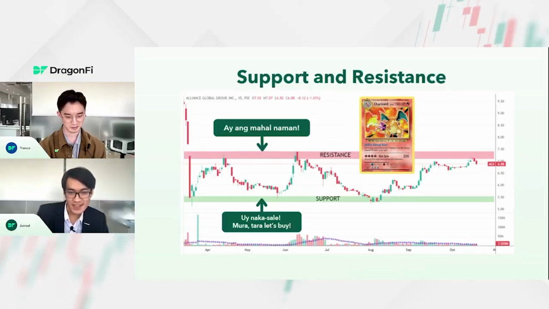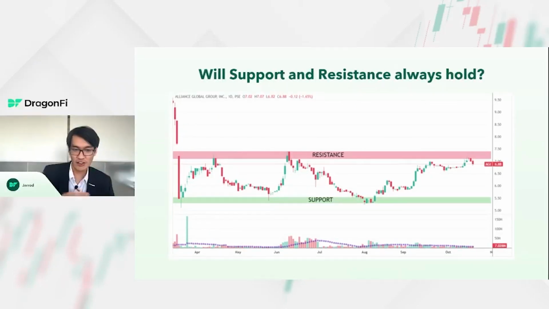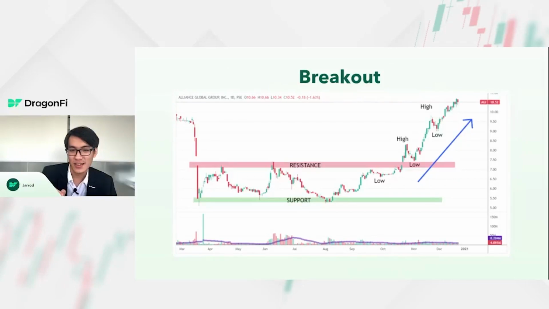Yep. So next. Now the question is, will support and resistance always hold? So do you think that the stock price will always stay sideways forever? No, right? Because boring naman, right? Stock prices, they're just going up and down, right? Of course, you want the stock price to go higher and higher, di ba? So the answer is no. So what happens if this doesn't happen? You have what you call a breakout.